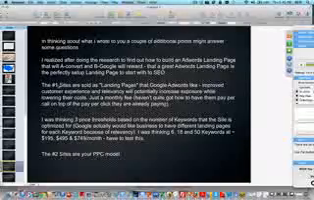I'm thinking about what I wrote to you. Okay, a couple points I might answer. I realized after doing the research to find out how to build an AdWords landing page that will A, convert, and B, Google will reward, that a great AdWords landing page is a perfectly set up landing page to start with for SEO. Okay, perhaps.